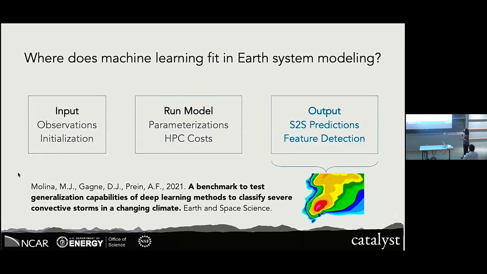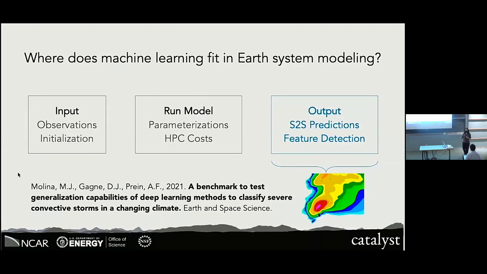Then we can also use machine learning once the numerical model has finished running. We have our numerical model output, with different variables of interest. We can take those variables and further post-process our data. We can perform additional predictions, extract knowledge from that data, and even detect features. Katie will be talking later in the week during this workshop on detecting atmospheric rivers and tropical cyclones from some of this numerical model output.